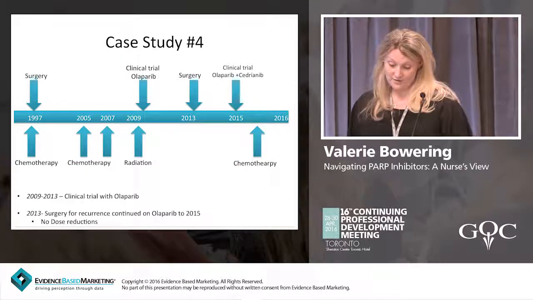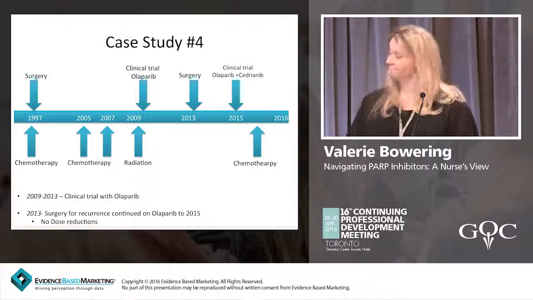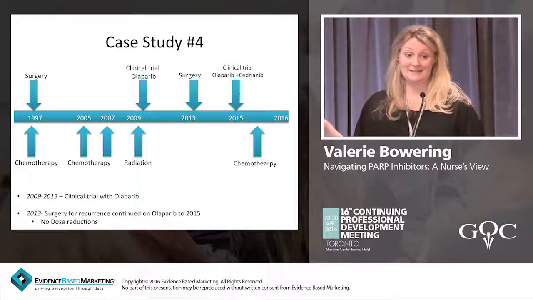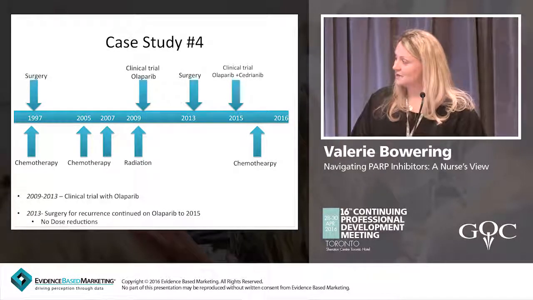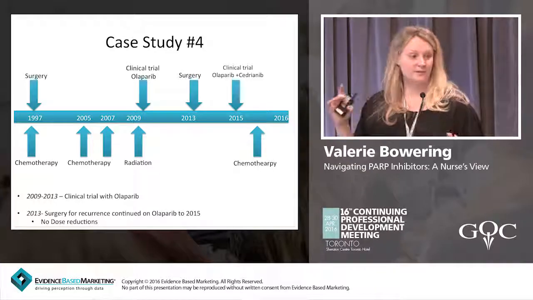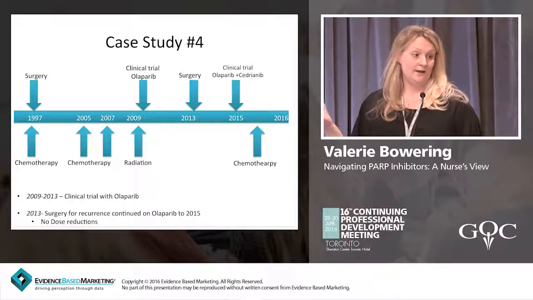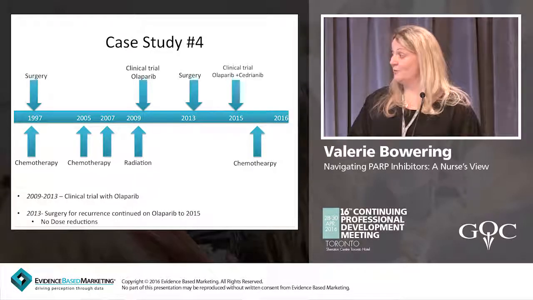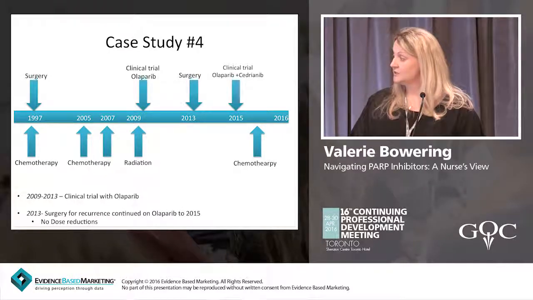Okay, so this is the final one. So we have case number 4. This is another BRCA-negative patient. So she had surgery in 1997, okay? Multiple rounds of chemotherapy, radiation. She went on clinical trial with us in olaparib in 2009. She did really well, and then her disease started to percolate again in 2013. So we actually did surgery, removed an area of disease, and then went back onto olaparib. And she went from 2013 to 2015.